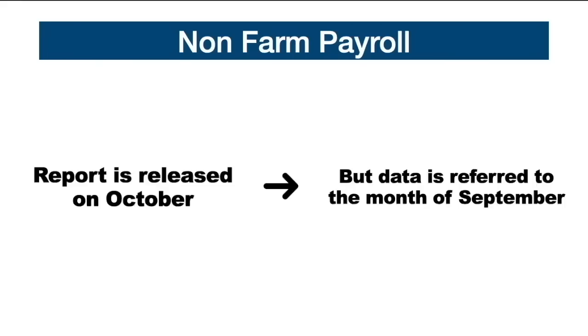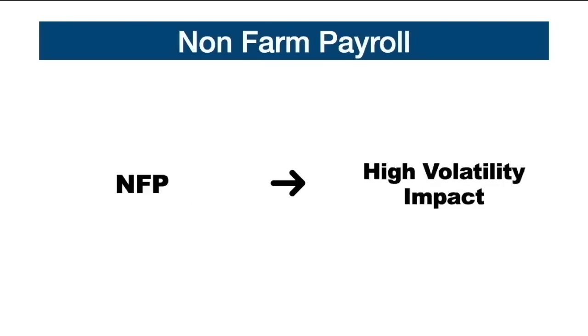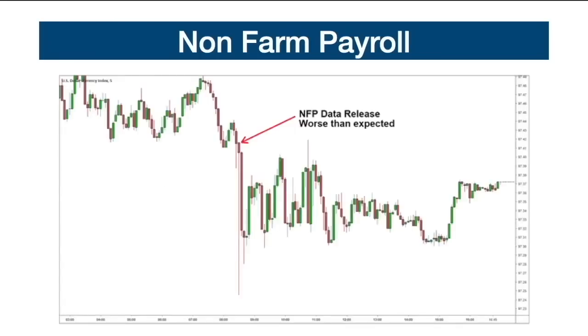So if the report is released on the first Friday of October, this means that the data is referred to the month of September. NFP is the most observed fundamental news regarding high volatility impact, together with central bank events or decisions involving interest rates. Straight after the data has been released, there will be sudden spikes in price across all dollar pairs.